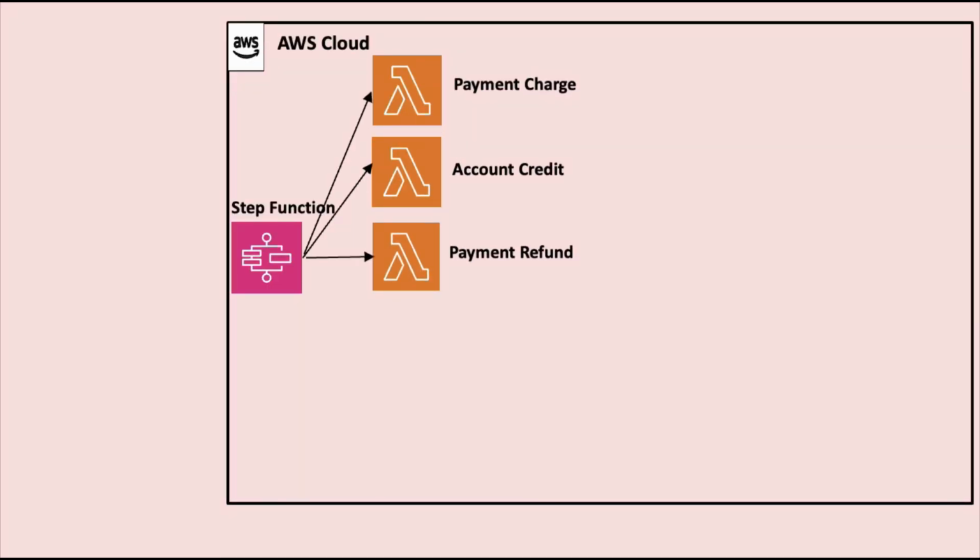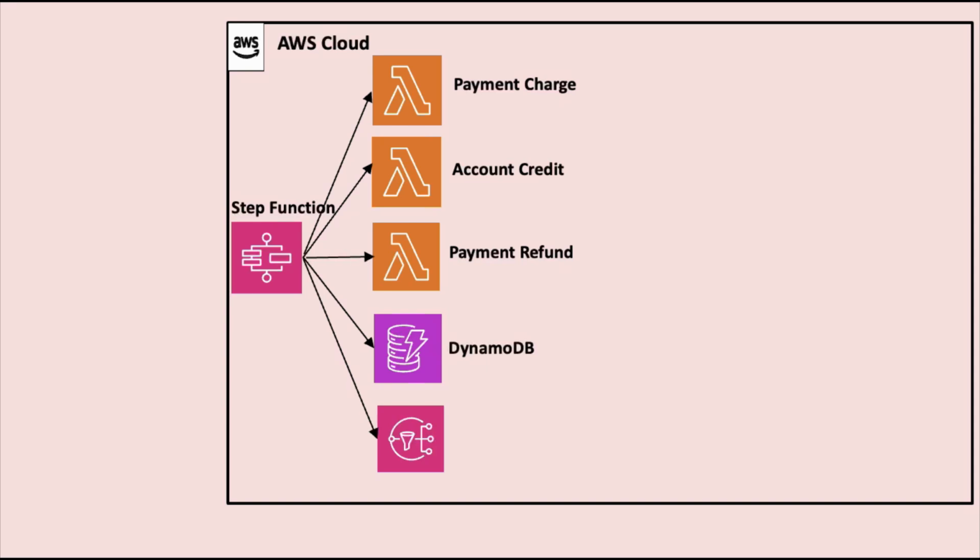So we have one step function where we have multiple states. One of the states is payment charge, then account credit and payment refund. There are multiple lambda functions for each of this processing. Then some of the states are updating the DynamoDB database.